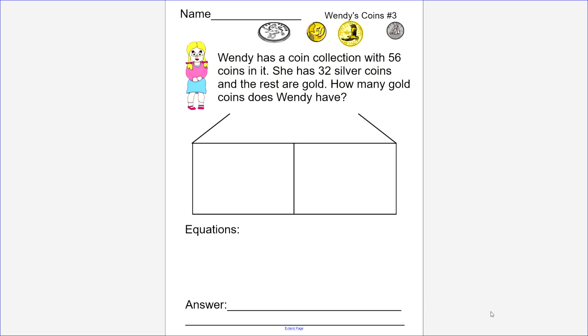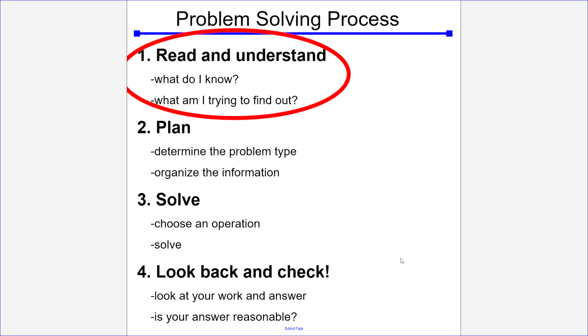We're going to start with the first step of the problem-solving process, reading and understanding. We're going to ask ourselves, what do we know? What is the information they give us in the story problem? We're also going to ask ourselves, what am I trying to find out? What is the question asking in this story problem? We'll also figure out which pieces of information are the parts or amounts in this put-together problem, and which piece of information is the whole.